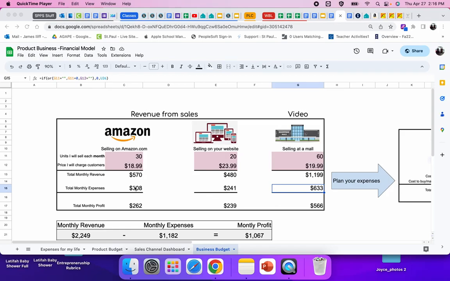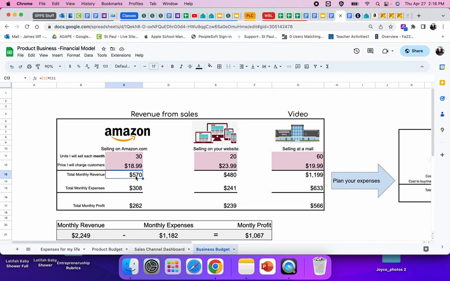Welcome back. Now we're at the great time in a business. We're at the great moment. You've calculated your revenue. You've calculated your expenses. Now, if you made, in this case, $570 in sales, and you had expenses of $300, you take your revenue minus your expenses and you get your profit. This is the money right here that you get to take and put into your bank account.